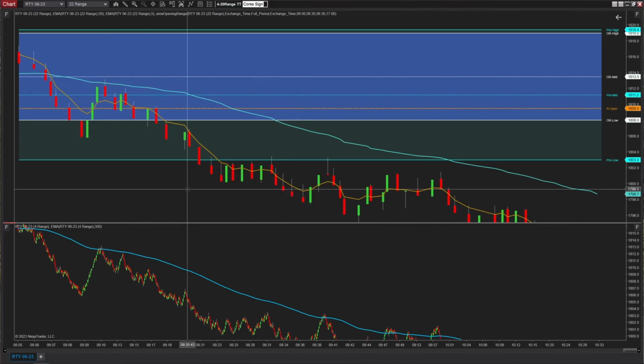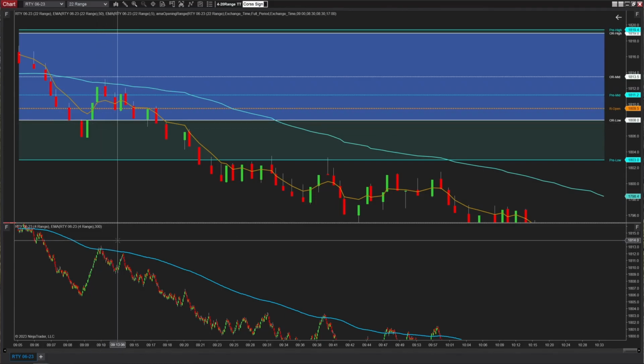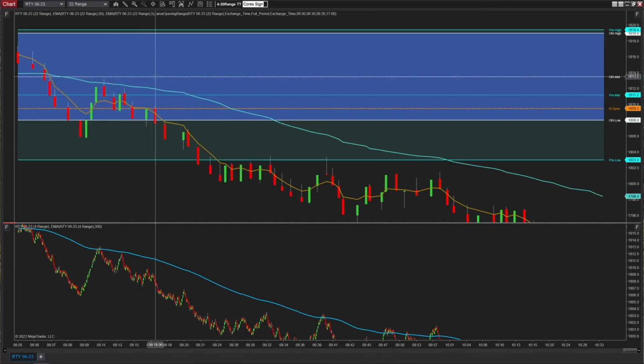So in this case, it's a short trend, and I would enter 3 contracts at this level with the stop loss 5 ticks above the opening range mid in this case. And then my first profit target would be at this previous low.